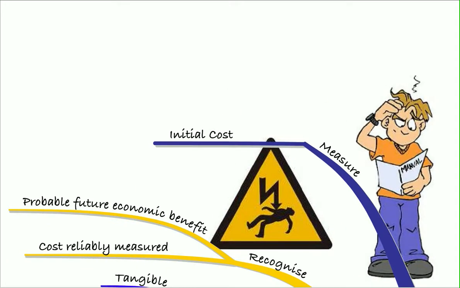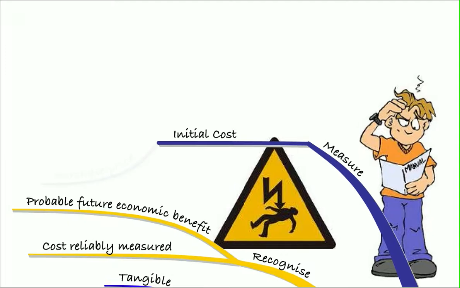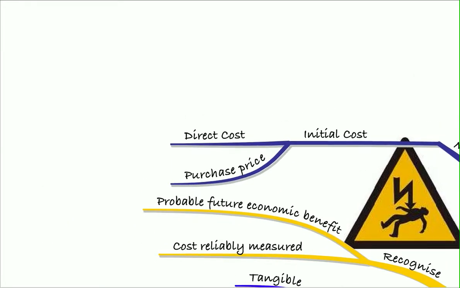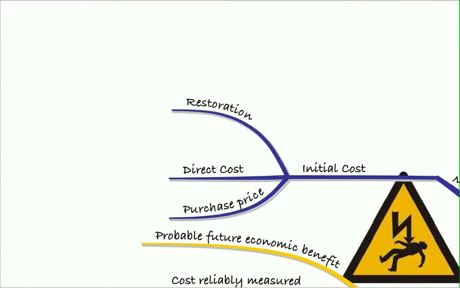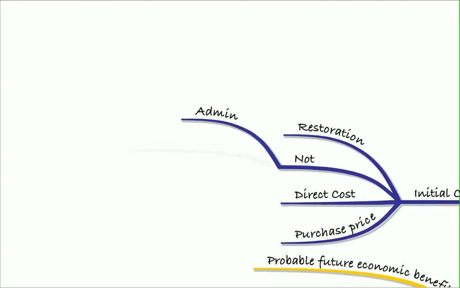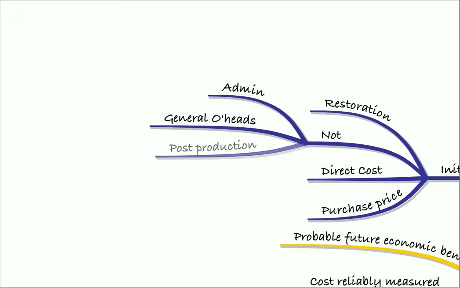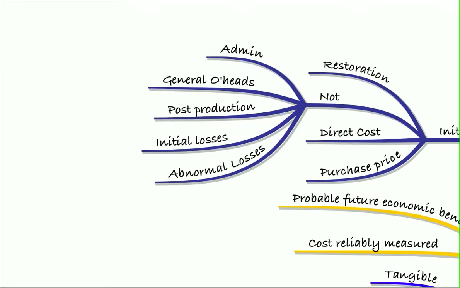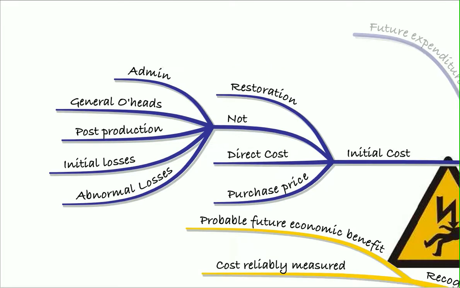So the initial cost of the asset, well, we can bring in the purchase price and any direct costs in bringing the asset to use. We can also bring in restoration costs, for example, if we need to dismantle the asset at the end of its useful economic life. However, we cannot bring in the initial cost admin costs, general overheads, post-production costs, initial losses or any abnormal losses. So we're not allowed to capitalise any of those costs.